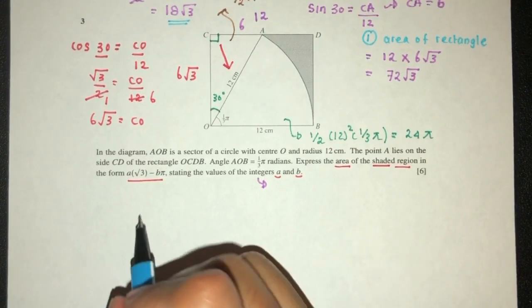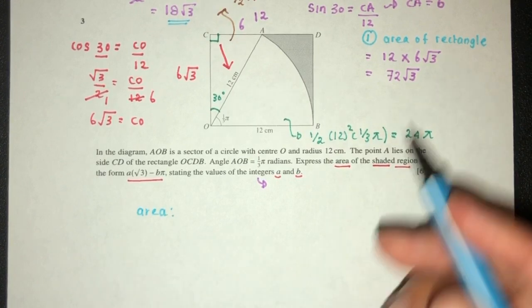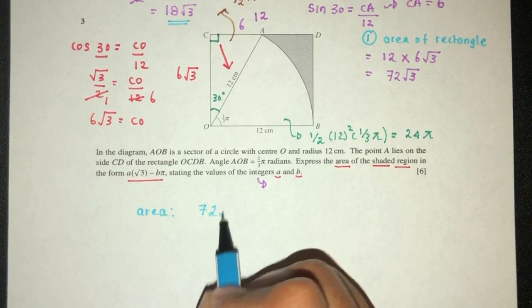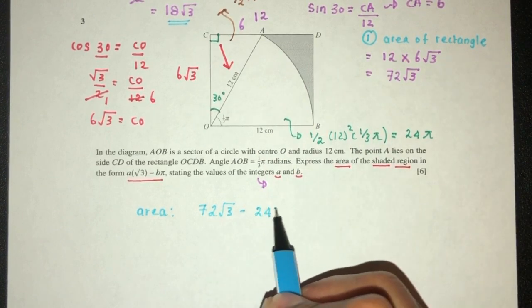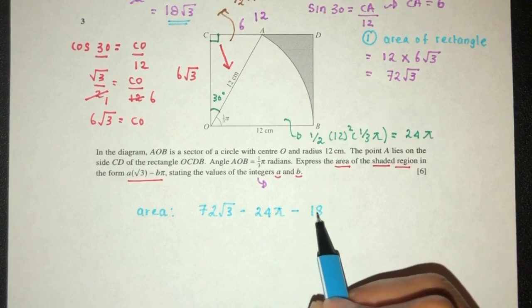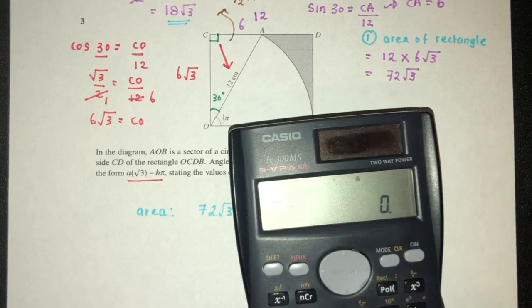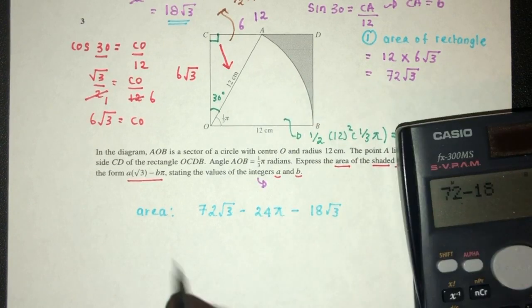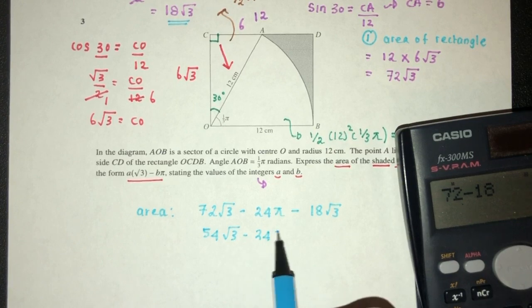So finally, the area of the region we are trying to find as exact values should be what? Should be the whole thing minus the area of the sector and minus the area of this one. So here we have the same thing, we can minus them. 72 minus 18, that should be 54. So here we have 54 root 3 minus 24 pi.